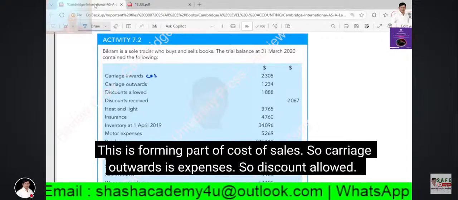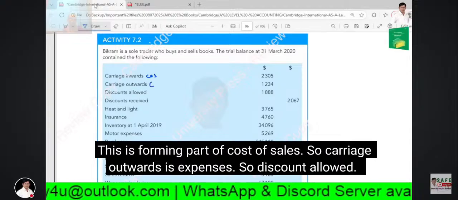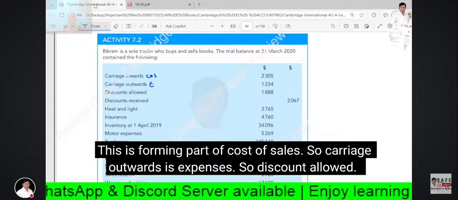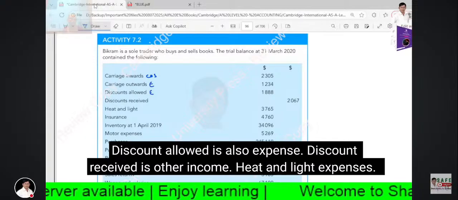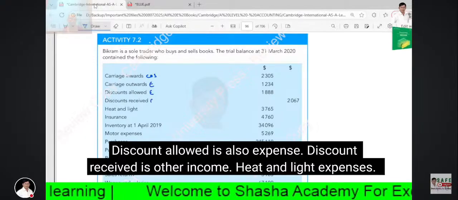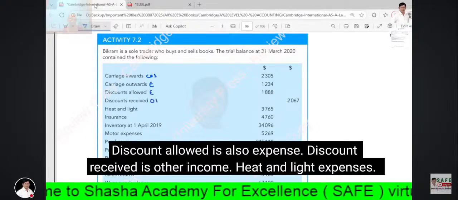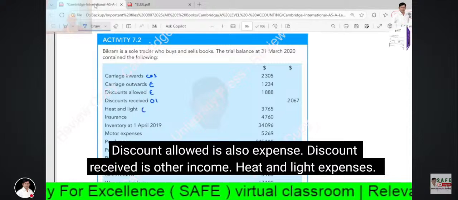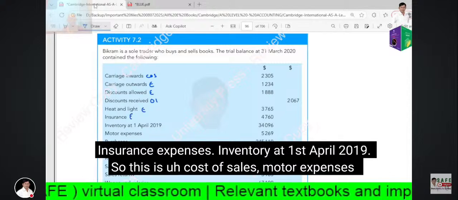So then the next one is current assets. Discount allowed is also an expense. Discount received is other income. Heat and light expenses, insurance expenses, here also order is important.